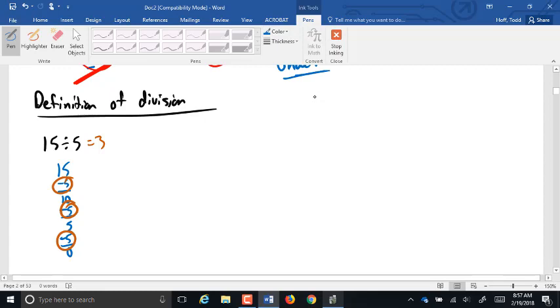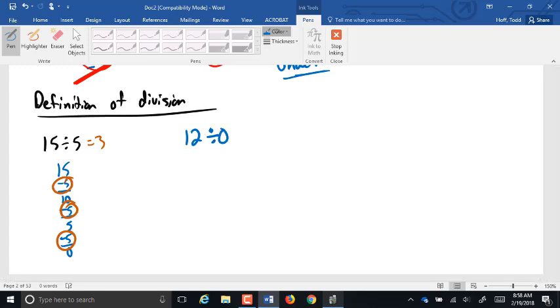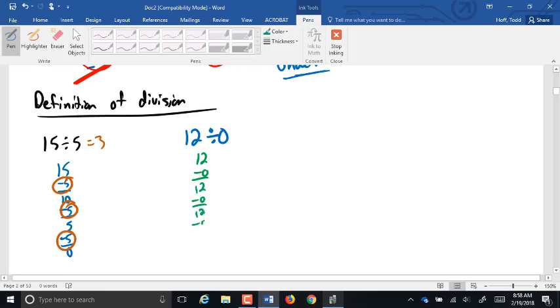Well, what if I had something like 12 divided by 0? Well, 12 minus 0 is 12. Minus 0 is 12. Minus 0 is 12. How many times can I subtract 0? I can go on forever. It's infinite.